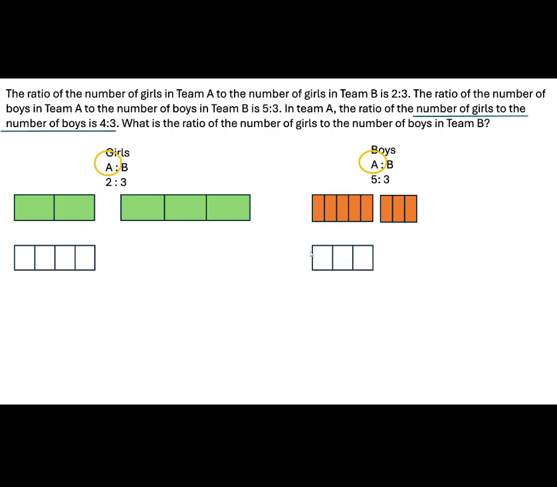And why is this size the same as this? Because this also represents the girls in team A. This also represents the girls in team A. And this represents the boys in team A. And this also represents the boys in team A. The number of girls here in team A and the number of girls here in team A, the total is going to be the same. And here also, this is the number of boys in team A, and this is also the number of boys in team A, and the total number of boys in team A has to be the same.